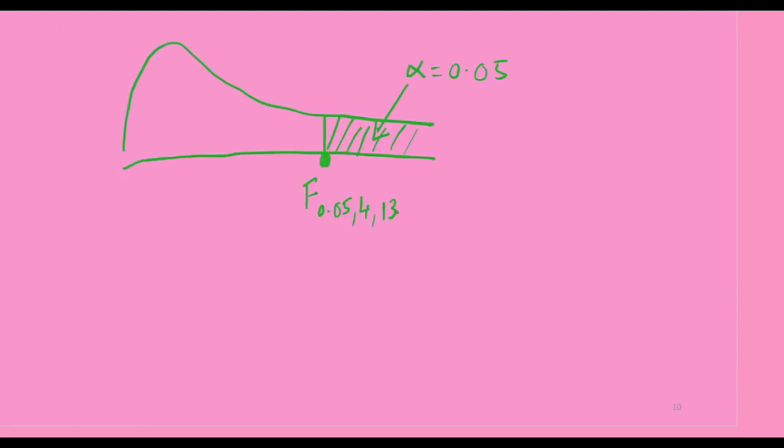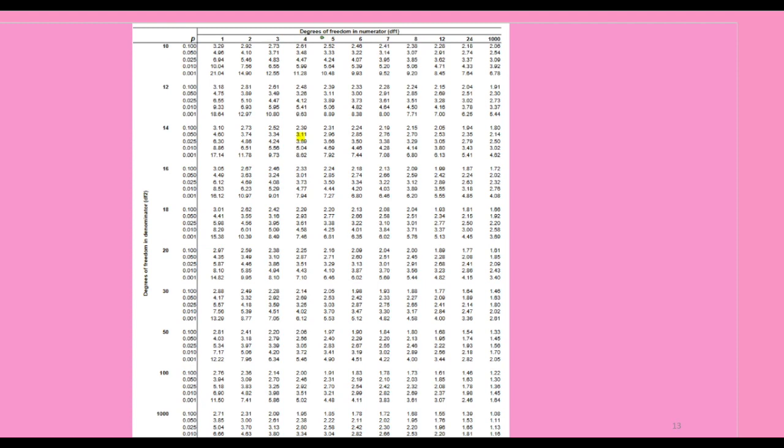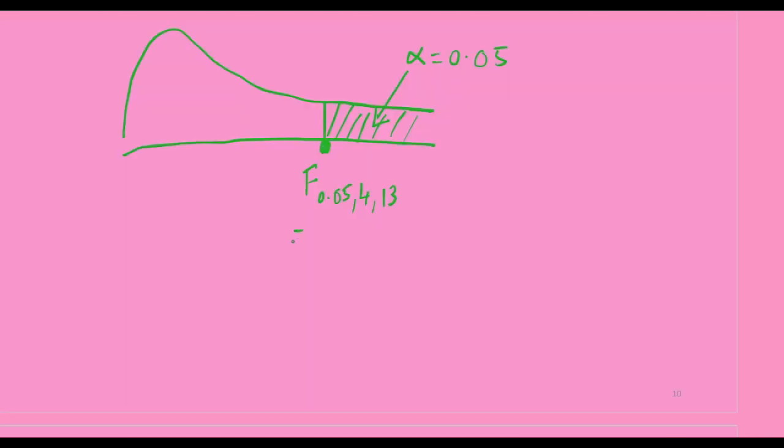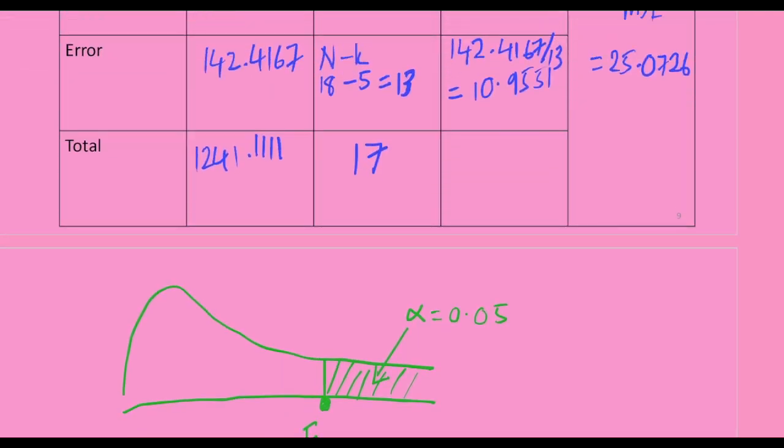Let's check the F table for F 0.05 for 13, 4. So 13 is between 12 and 14. You could take either one, and I'm choosing 14. So I have 4 and 14. Alpha is 0.05, which is the one here. So this would be our critical value, which is 3.11. This is 3.11.